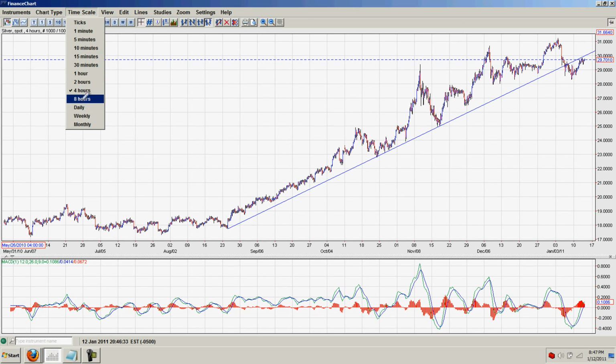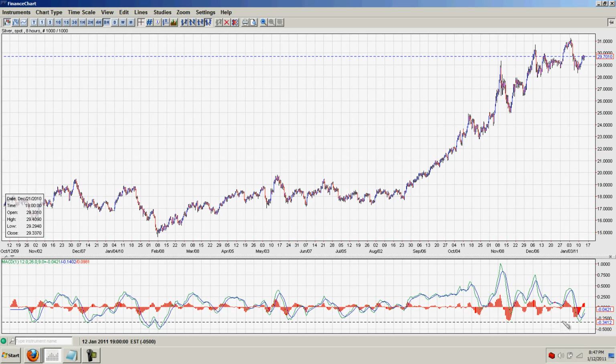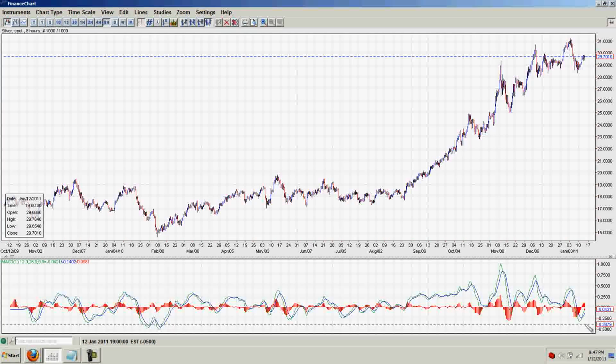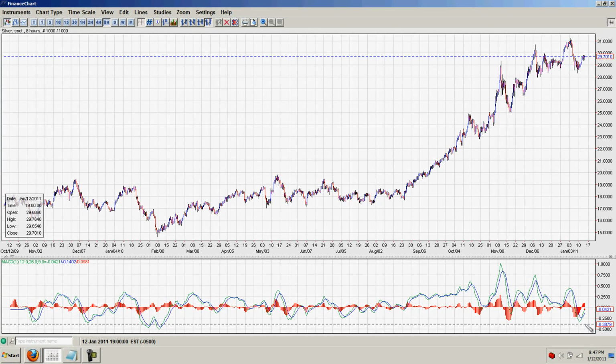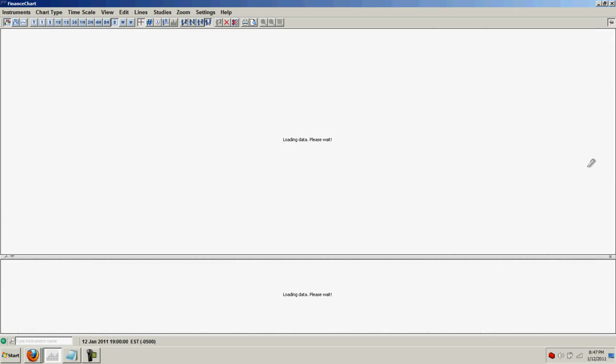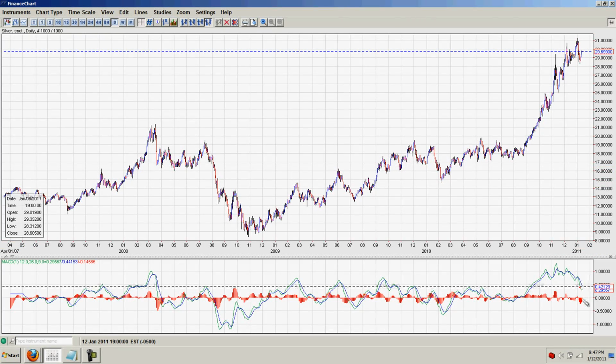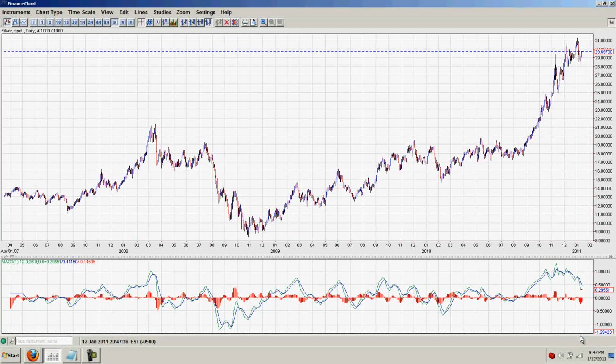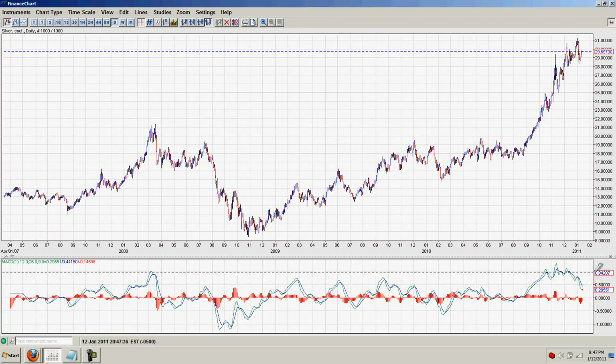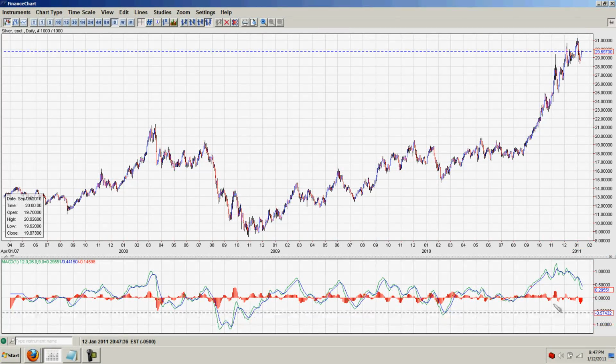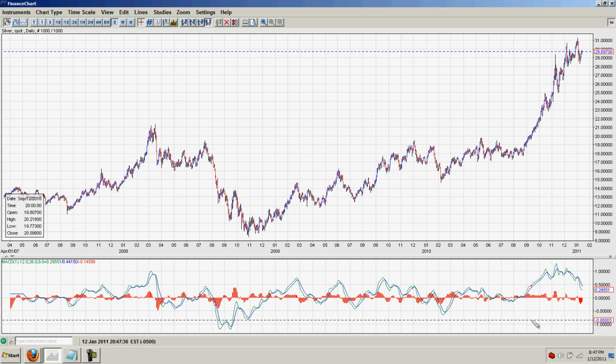Wanted to move it out to the 8 hour so we can see it has crossed over on the 8 hour and is moving up into the positive. But when we go out to the daily, we're still falling down to the zero line. Now we could round off and go up from there, or we could continue on down to the zero line.